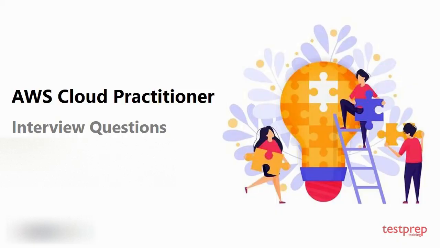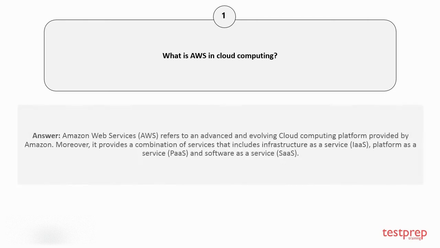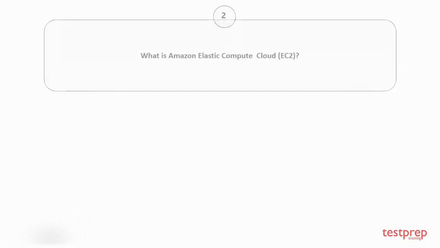In this video you will learn about the top interview questions for AWS Cloud Practitioner. So let's get started. Question number 1, what is AWS in cloud computing? Your answer is Amazon Web Services refers to an advanced and evolving cloud computing platform provided by Amazon. Moreover, it provides a combination of services that includes infrastructure as a service, platform as a service, and software as a service.